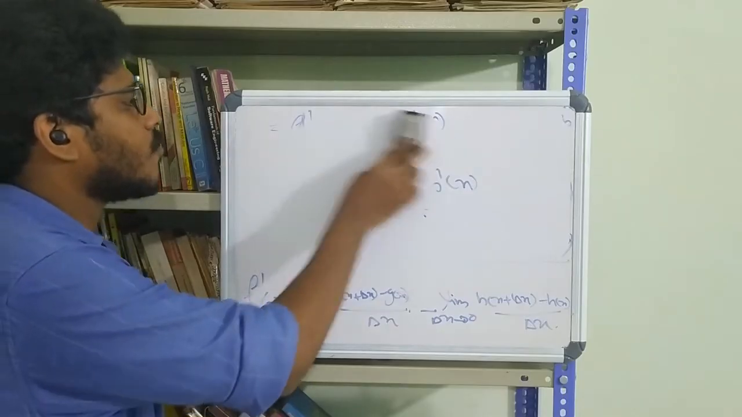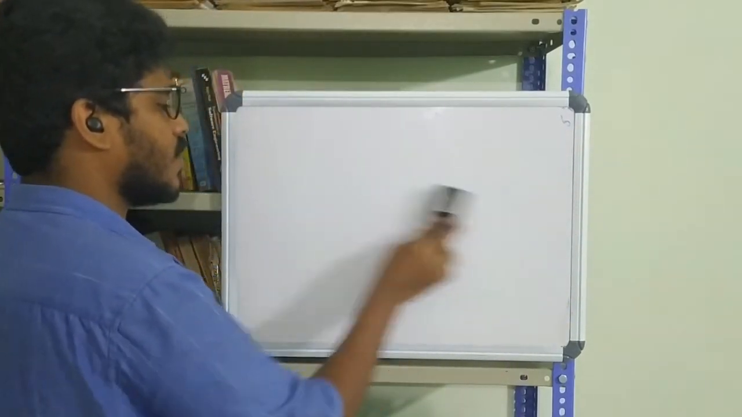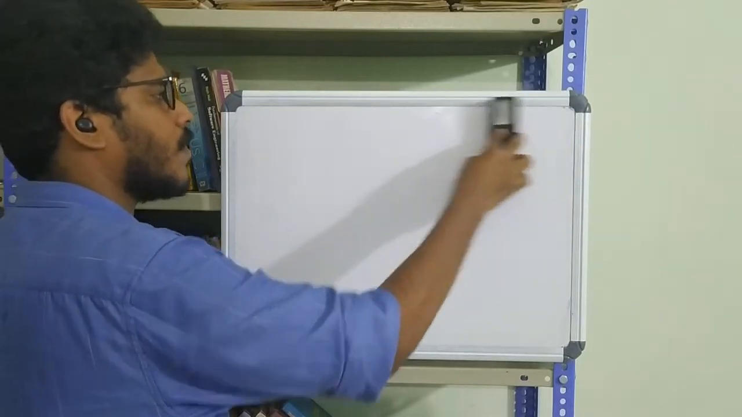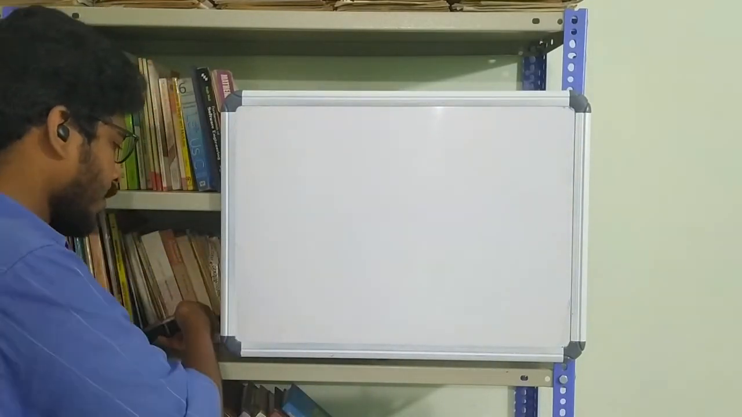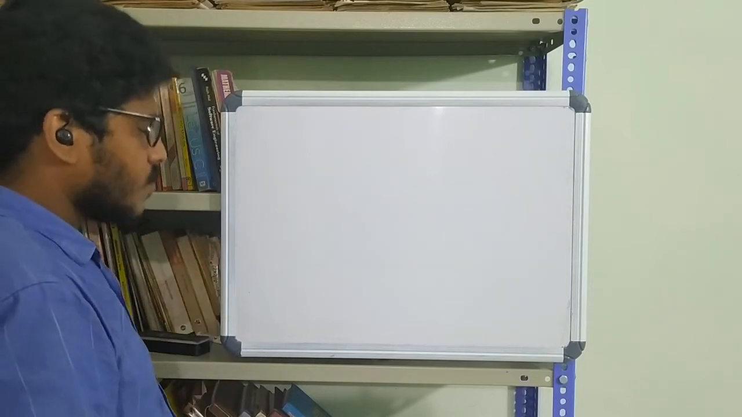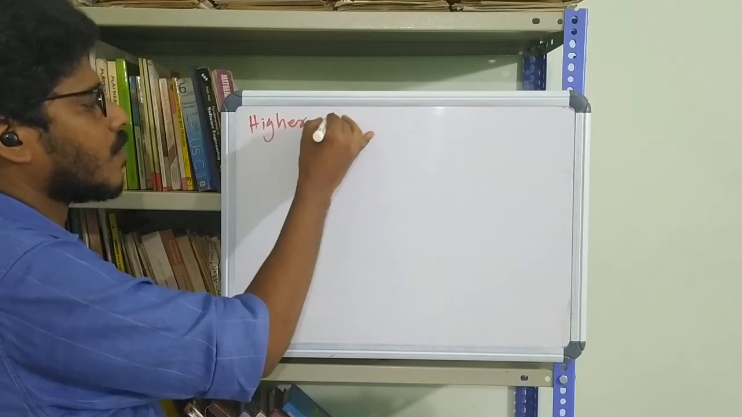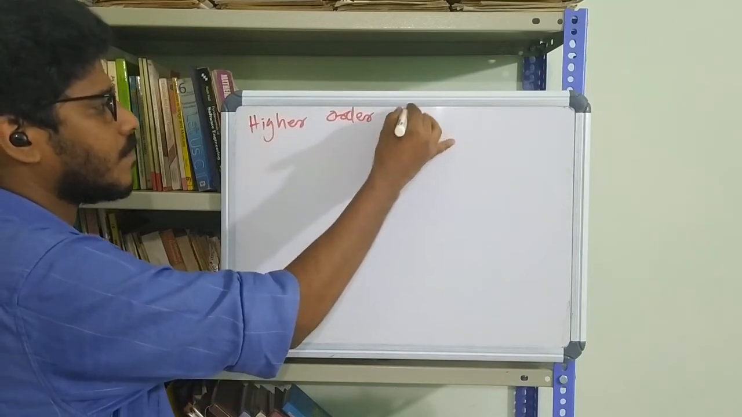The next idea is about higher order derivatives. So we have seen what derivatives are and how to perform the operation of differentiation to find derivatives. So now we think about higher order derivatives.